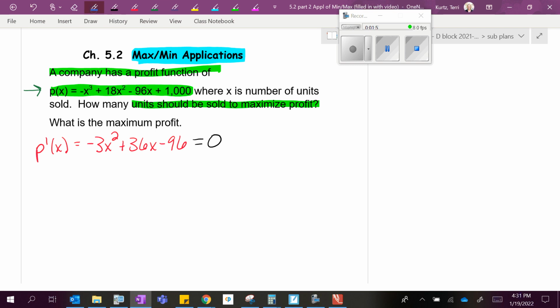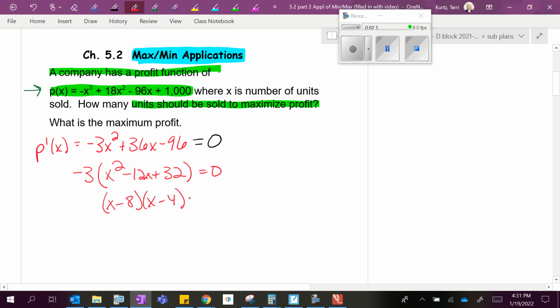To solve this, we want to factor it, so we can take out a negative 3, and we're left with x squared minus 12x plus 32. We factor that, and we get x minus 8 and x minus 4. Solving those, we get 8 and 4 as our numbers. So these are our possible values for min and max, right? So we've got 8 and 4 now. We know that if we have a min or a max, it will happen here, but we don't know which is a max or a min.